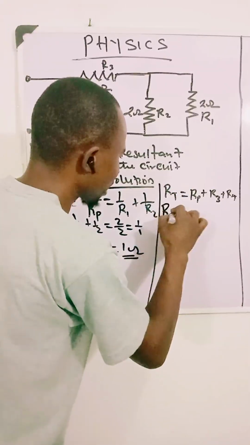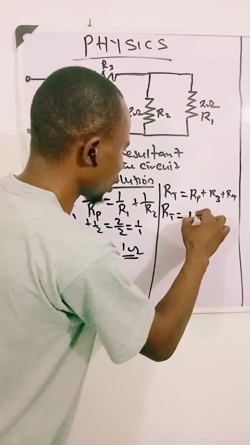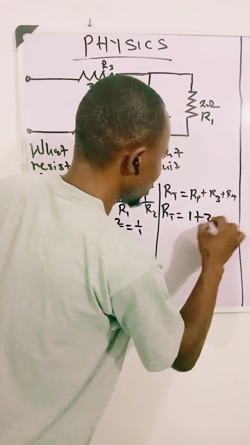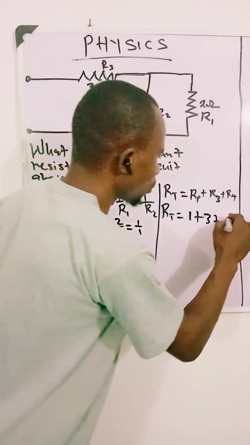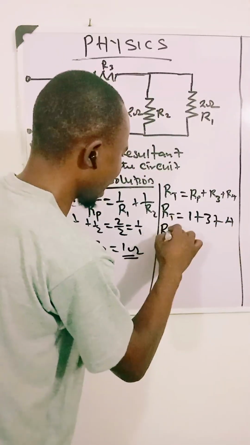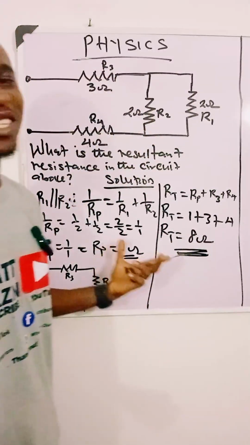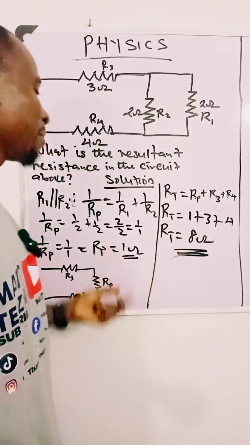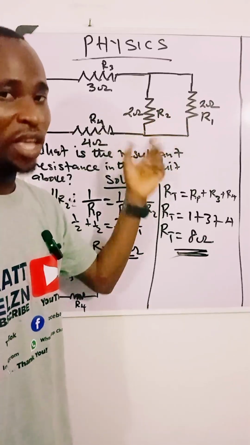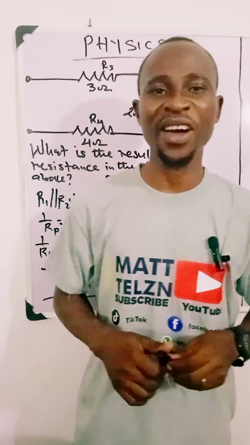So what I have is R total, which is the resultant resistance. I'm going to have my Rp, which is 1 ohm, plus my R3, which is 3 ohms, plus my R4, which is 4 ohms. If I calculate this, 1 plus 3 will give me 4, and 4 plus 4 will give me 8. So my R total is equal to 8 ohms. Very simple and interesting. You can have a circuit more complicated than this. Just stay with the principle of a series circuit and a parallel circuit.